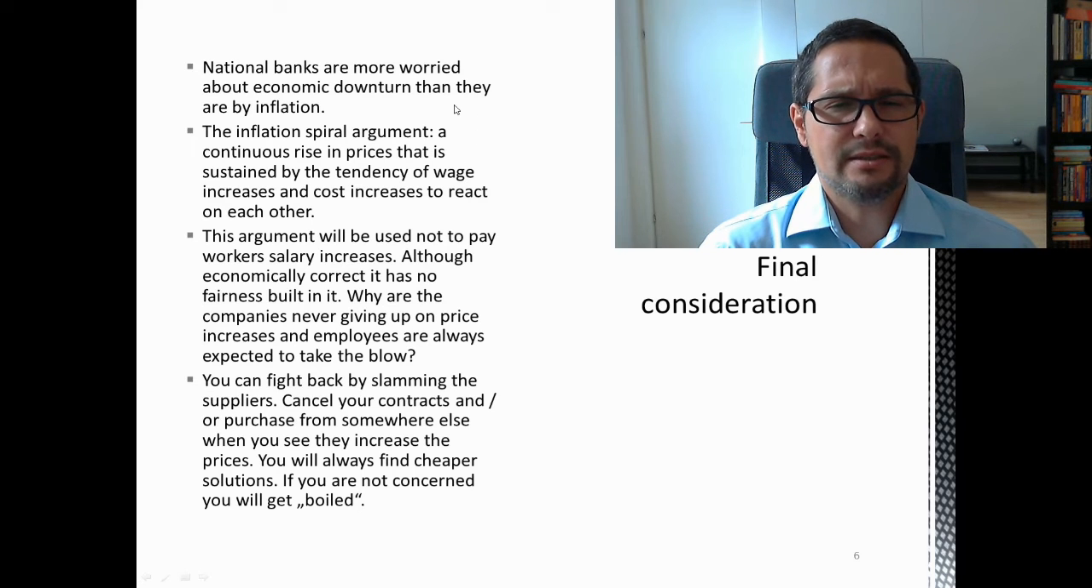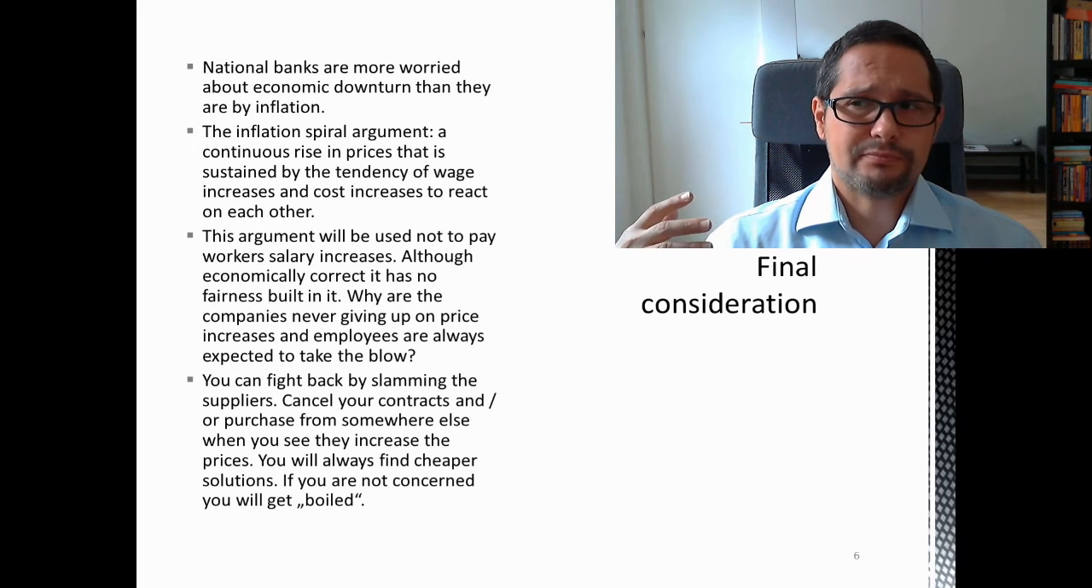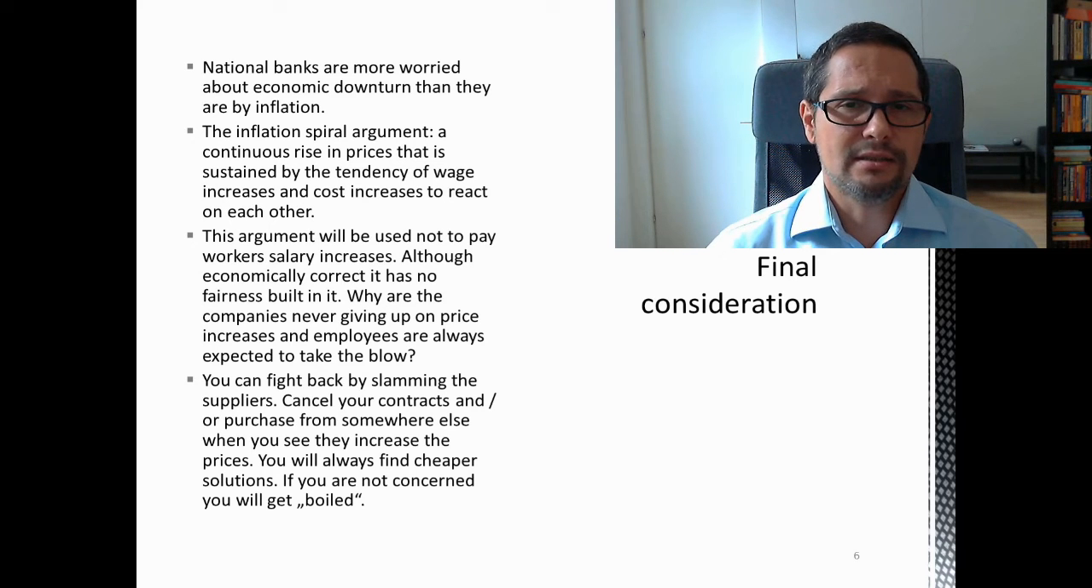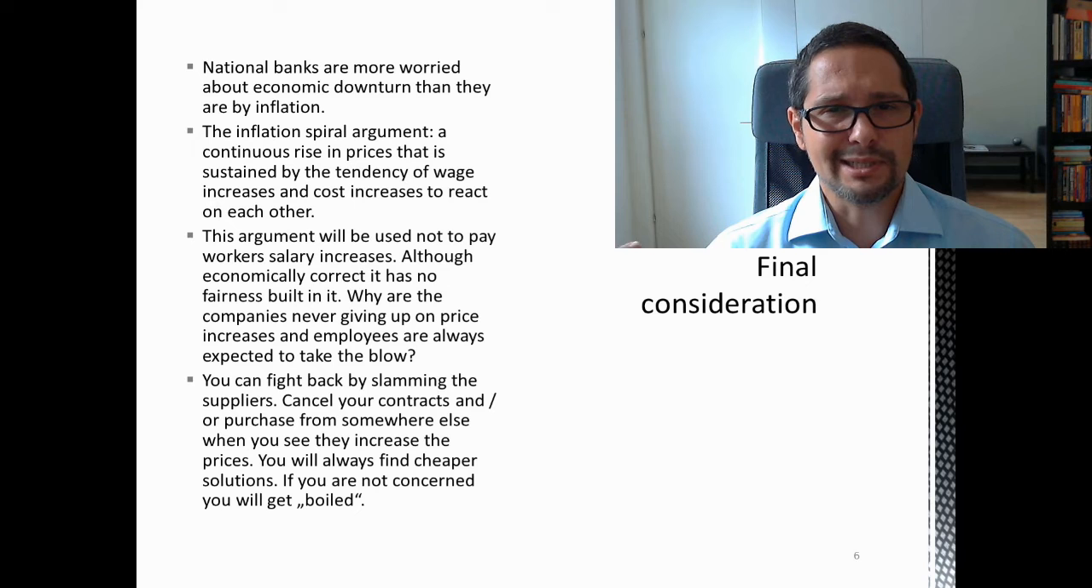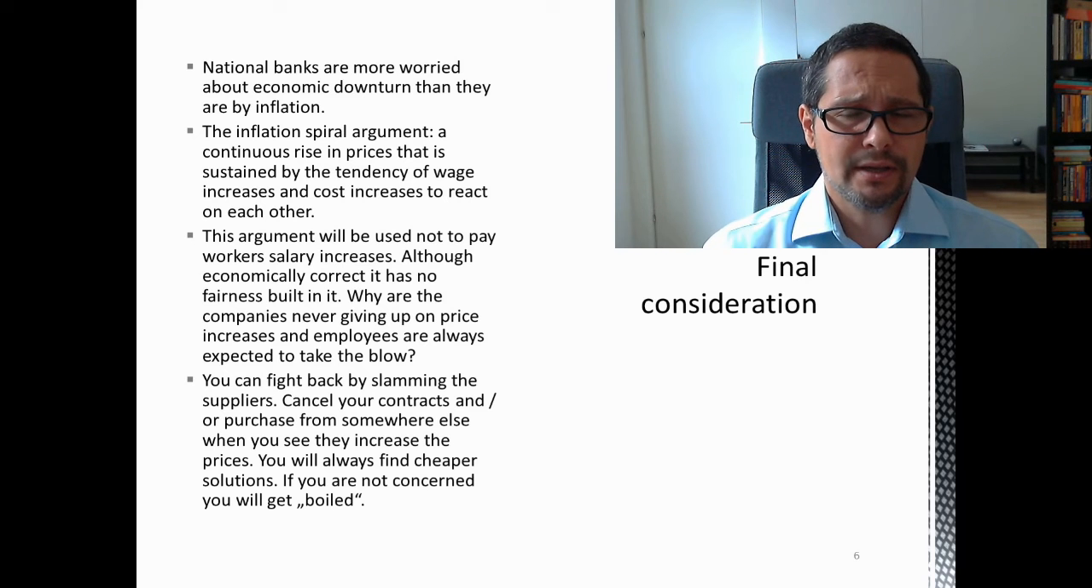Then you will always hear this inflation spiral argument, which is that a continuous rise in prices that is sustained by the tendency of wage increases and cost increases to react on each other. So it's very simple. The companies are increasing the prices because they claim some resources are more expensive or something like that. Then the consumers are getting higher prices, and then they demand salary increases, and then the cost of the companies increases once again, and then the companies increase their prices, and so on and so forth, and you get this spiral, this inflation cycle.